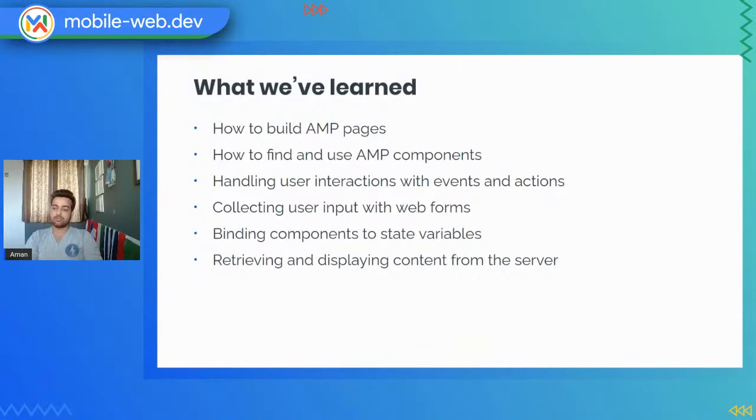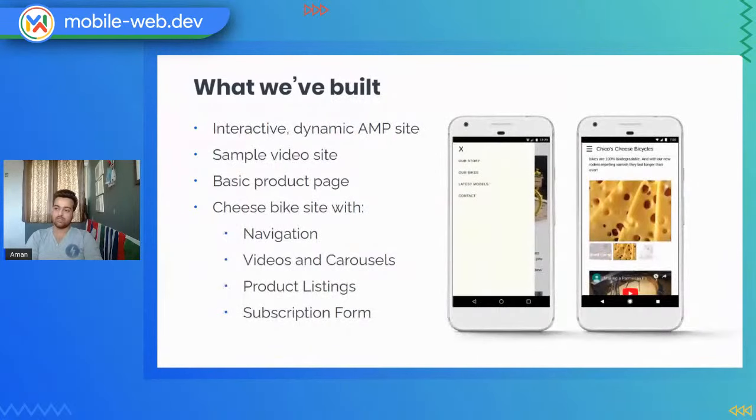And then we also saw how you can create bindings from the state variables and change the data depending upon the state variables. And finally, we saw how you can get data from the server and show it on your page. And what we built, if you followed me through, there were not enough examples, I think, but most of them were okay to explain the concepts. So you had a navigation, a video and carousels. You also created a product listing and a subscription form.